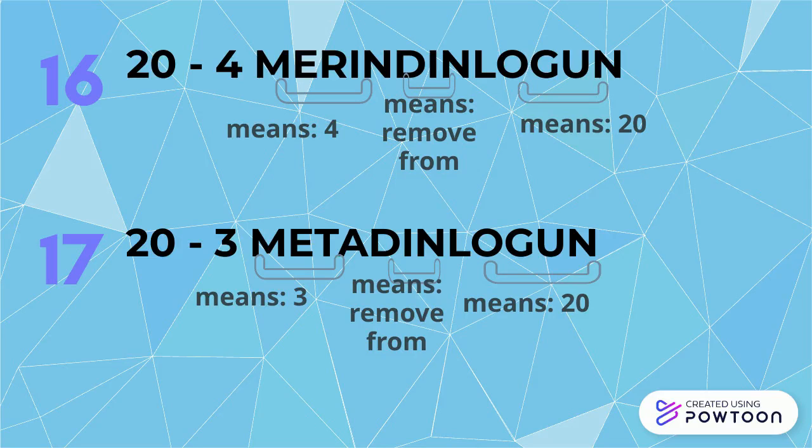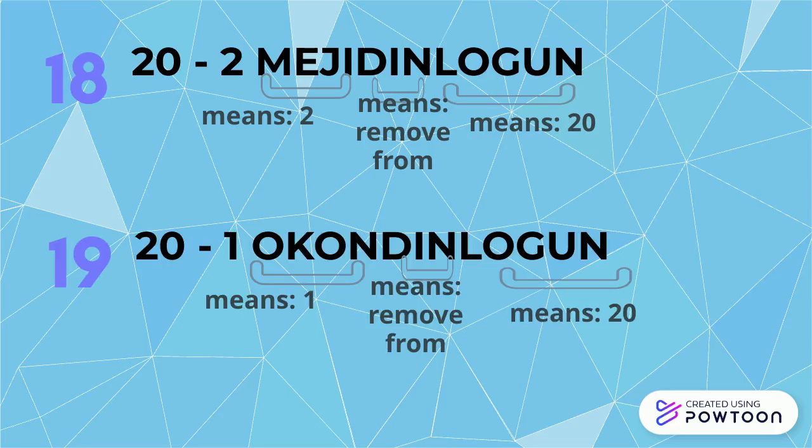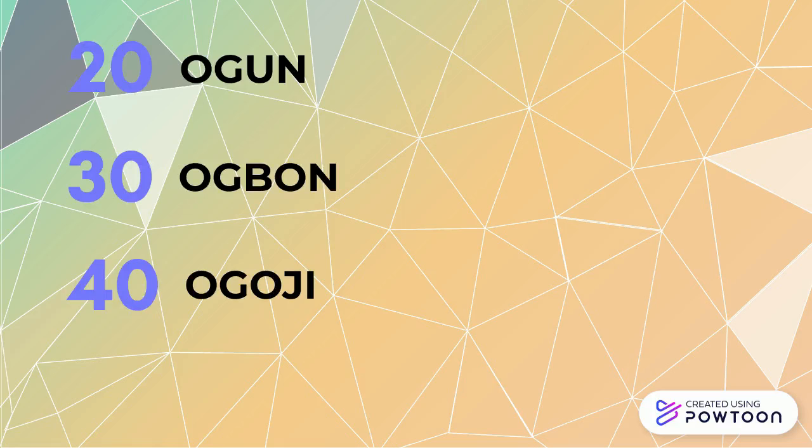17 is 20 minus 3, meta di logun, 3 from 20. So 18 is 20 minus 2, meji di logun. And 19 is 20 minus 1, okon di logun. So 20 is ogun, 30 ogbon, 40 ogoji, 50 adota.